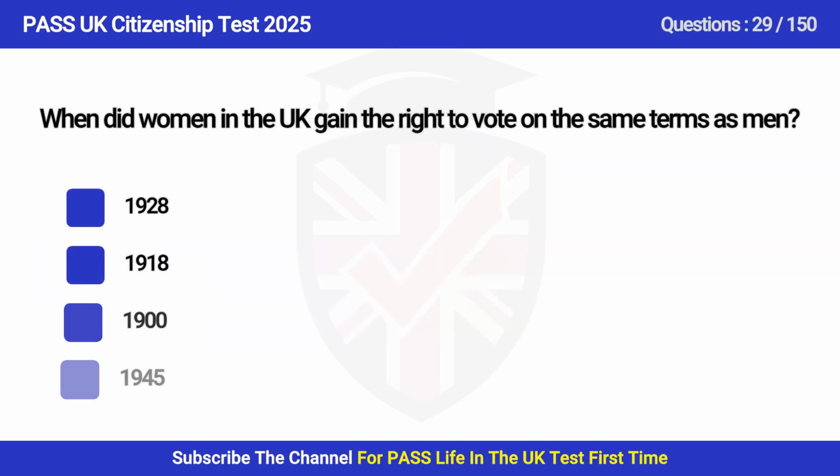Question 29. When did women in the UK gain the right to vote on the same terms as men? A. 1928, B. 1918, C. 1900, D. 1945.